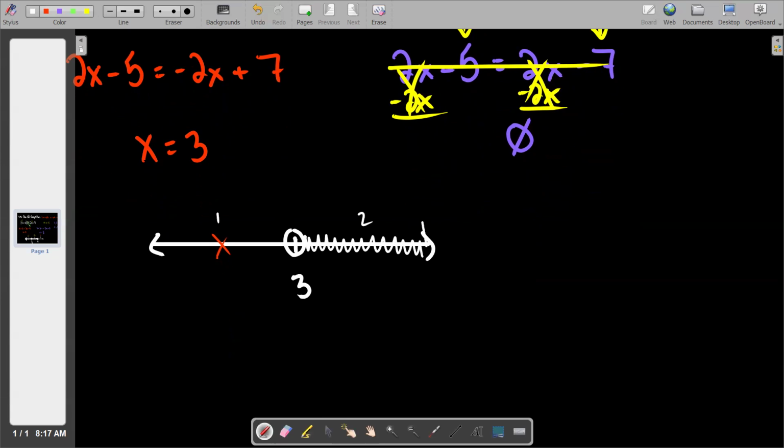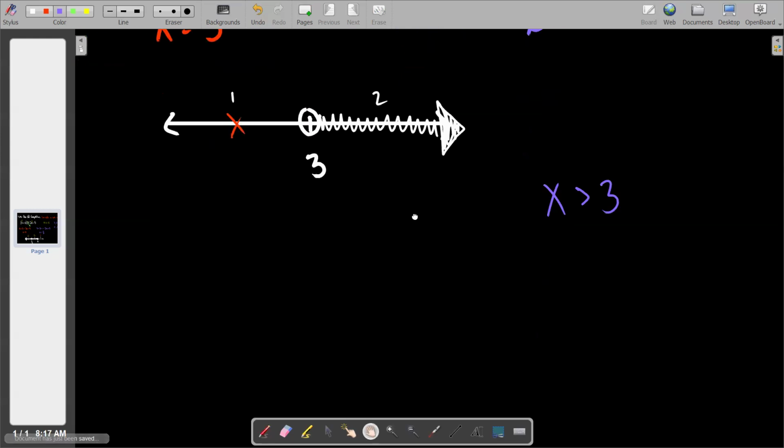Okay. And by the way, sometimes both regions will fail. And if that had happened, if both regions had not worked, what would we say? No solution, right? We wouldn't shade anything. So in this case, our solution set is quite simply any x that is greater than 3 will work. Good. All right, let's look at one more.